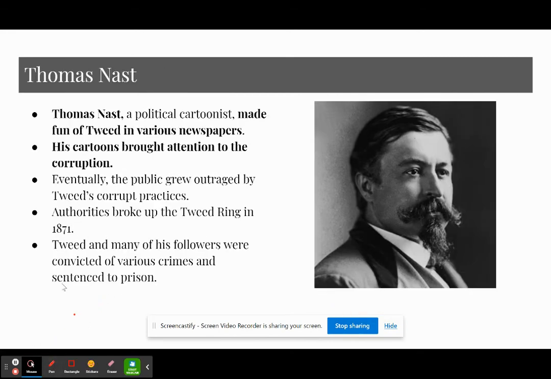Thomas Nast was actually a political cartoonist, and he made fun of Tweed in these various newspapers. His cartoons brought attention to the corruption at the hands of Tweed. So eventually, the public grew outraged by Tweed's corrupt practices, and authorities wound up breaking up the Tweed Ring in 1871. And Tweed and many of his followers were convicted of various crimes and sentenced to prison.